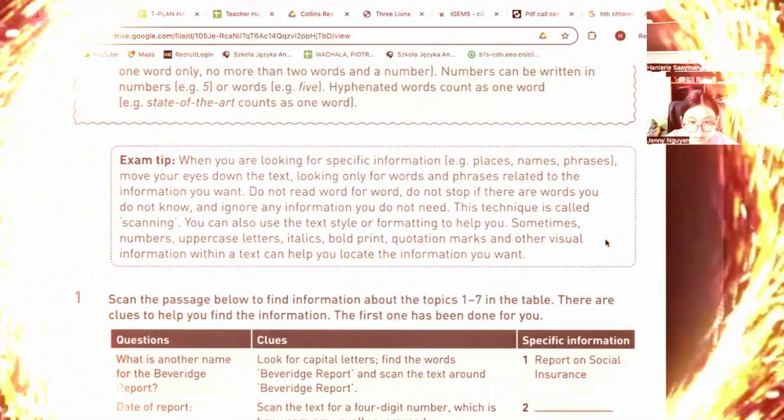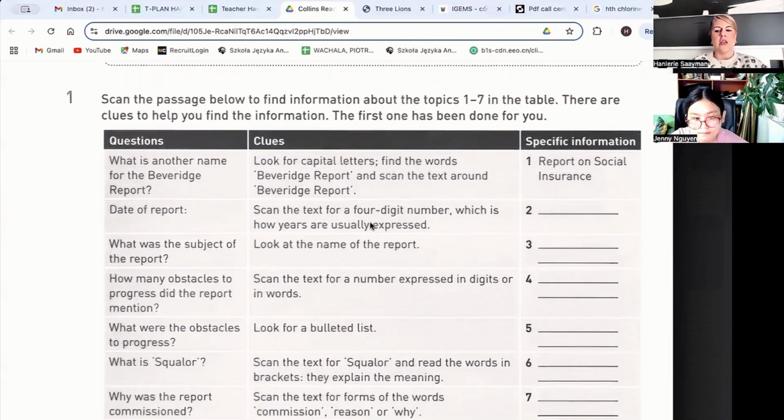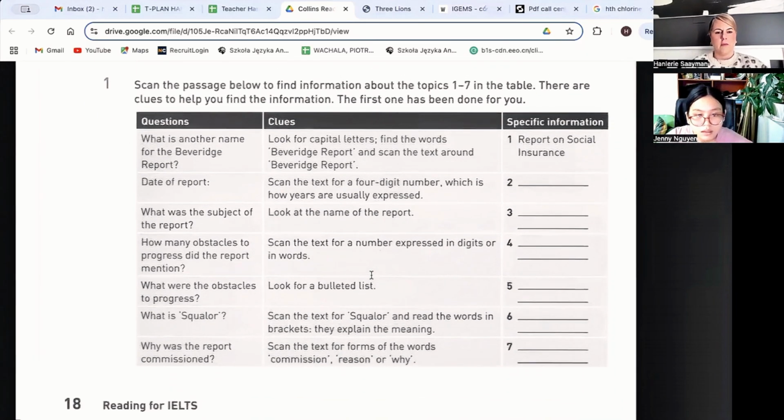Letters, italics, bold print, quotations, marks, and other visual information within the text can help you locate the information you want. Okay, so we're going to do scanning. Can you read the instruction there for us? What is another name for the Beveridge Report? Scan the passage below to find information about the topics 1 to 7 in a table. There are clues to help you find the information. The first one has been done for you.